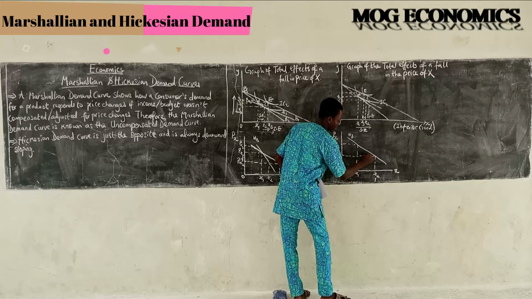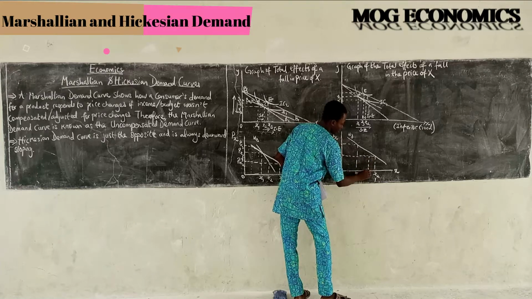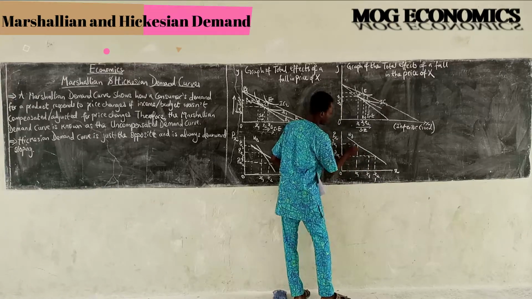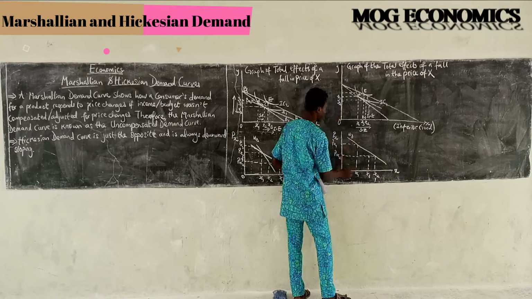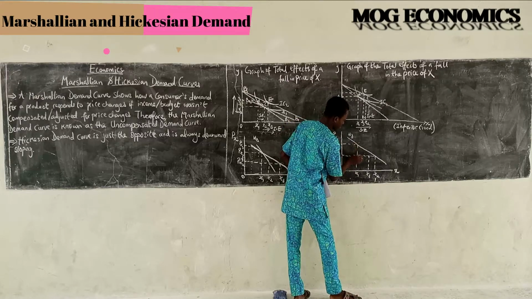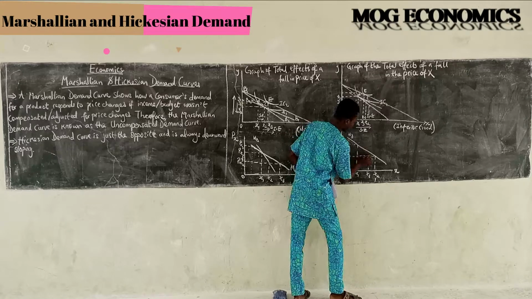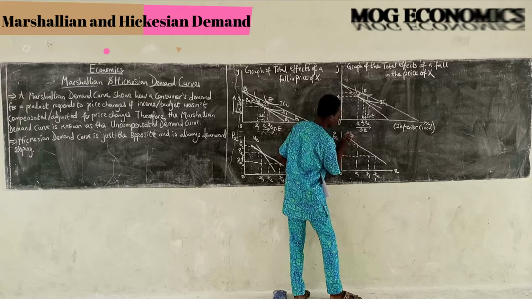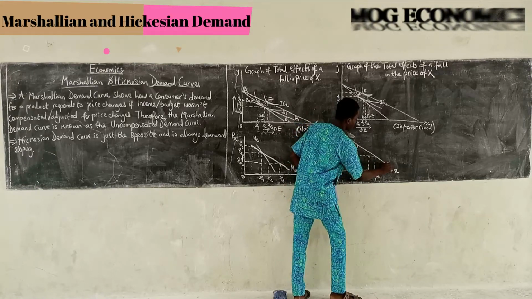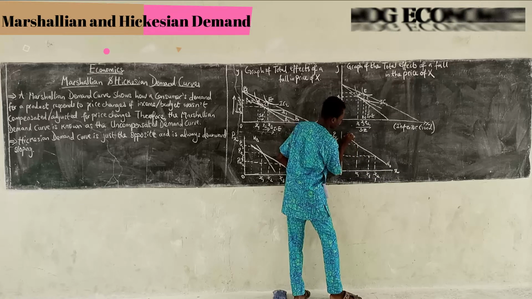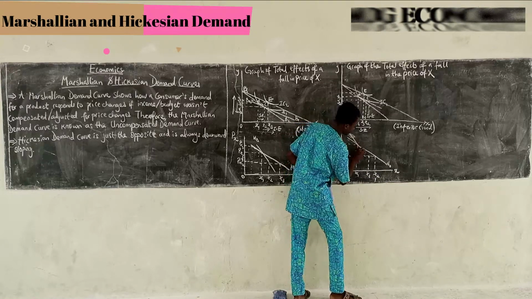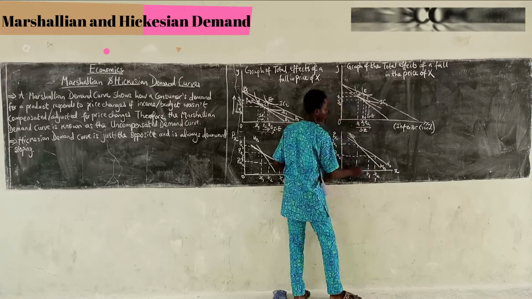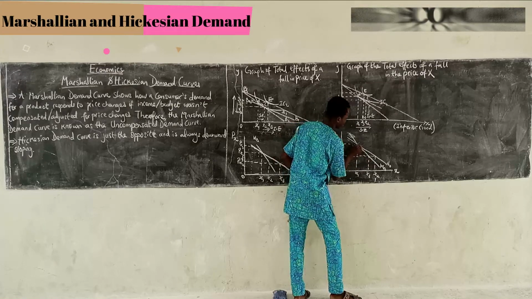So how do I sketch this now? I have to bring this point and this. Okay, I guess it's going to be something like this. So we have the Hicksian demand curve here, and the Marshallian demand curve. Okay, it's meant to be straight.